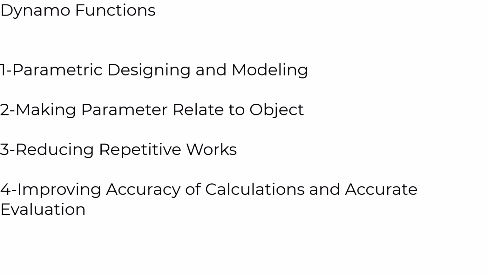One of them is parametric designing and modeling. As we have it in Grasshopper, you may have a variable form designed with numbers. The next item is making parameters relate to objects. What does it mean? It means you can assign a series of parameters to your Revit objects automatically. For example, assume you want to put a comment or a mark on some objects. If you don't know Dynamo, you should do this in Revit one by one.